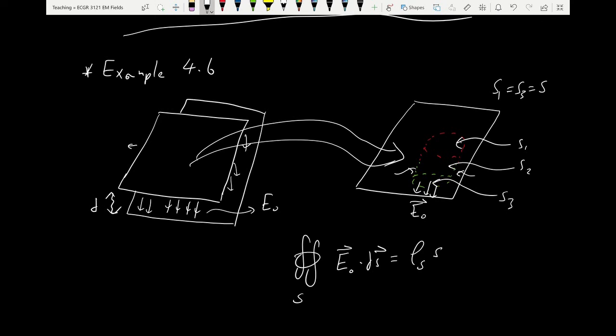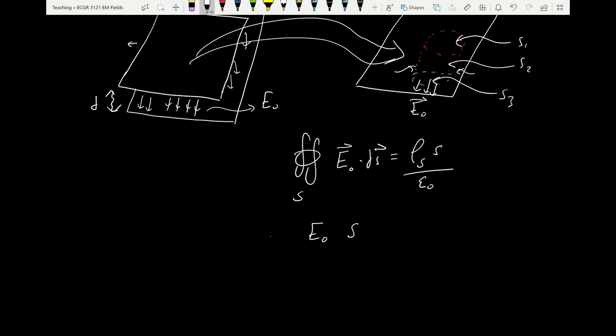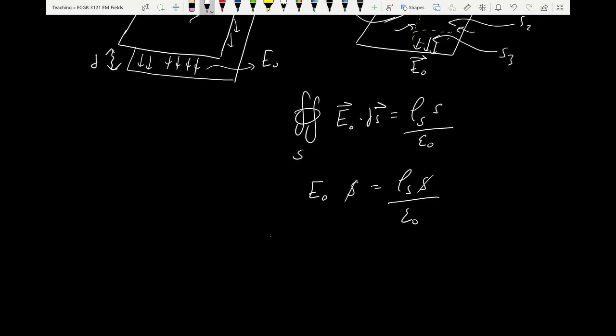So it's going to be rho S, right? So you end up with the magnitude of E naught times S. Of course, Gauss's law says we need to have an epsilon naught here. So E naught S, and the lower cap of this Gaussian surface has a surface area of S. So this equals rho S S over epsilon naught. This tells me that the charge density that gives me a certain field intensity E naught is going to be E naught epsilon naught.